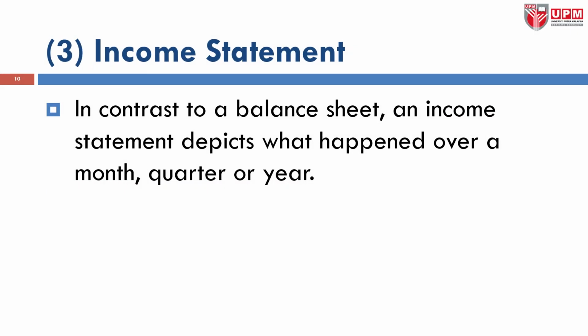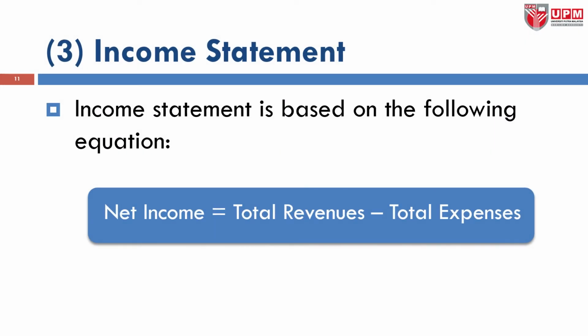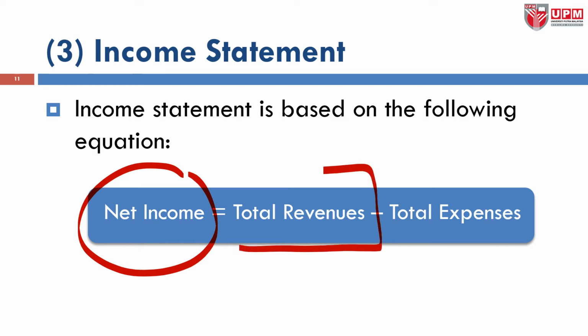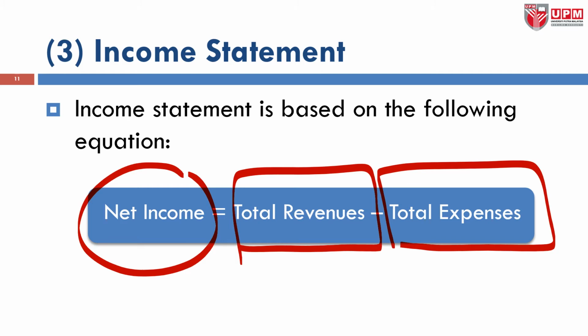In contrast to a balance sheet, an income statement depicts what happened over a month, a quarter, or a year. It depends on how the management would like to look at it. The income statement is based on the following equation. So we have the net income, which is equal to the total revenue minus the total expenses.